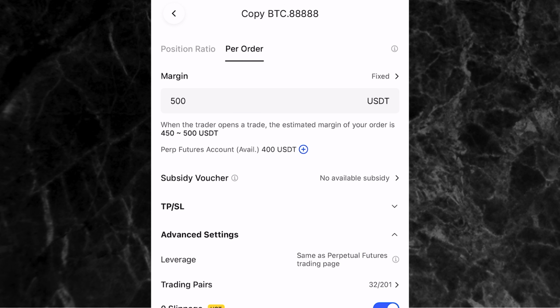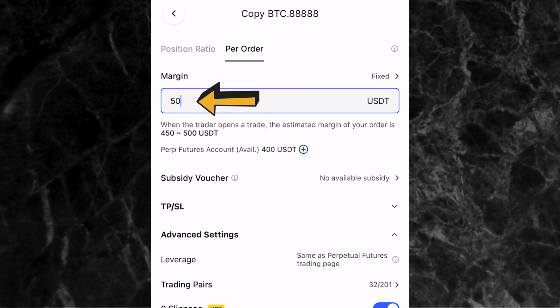So for this video, I transferred $400 to my perpetual futures account. So to copy this trade, we put in, let's say, $40 right here. So that means that I want to copy each trade with $40. The only time that you'll not be able to copy a trade with this per order right here is when you don't have any money in your futures account. That's the only time you'll not be able to enter a trade. But as long as you have a minimum of $40 in your futures wallet, you can still copy any trade that is taken by this trader right here.